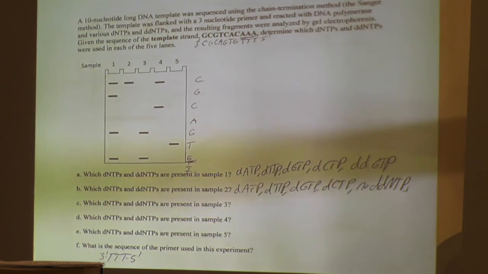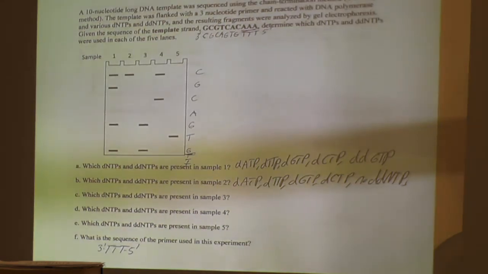All right. What about C in sample 3? Does it go all the way to completion? No. Okay, so what does that tell you about this sample? Yeah, so it's missing a dNTP. Which dNTP is it missing? Like the one you know for sure it's missing?